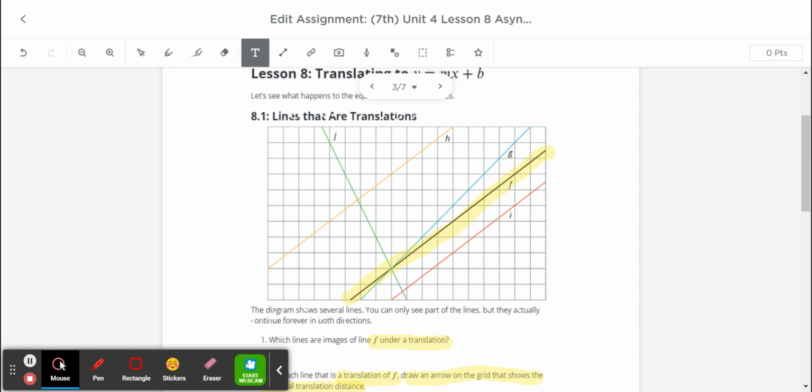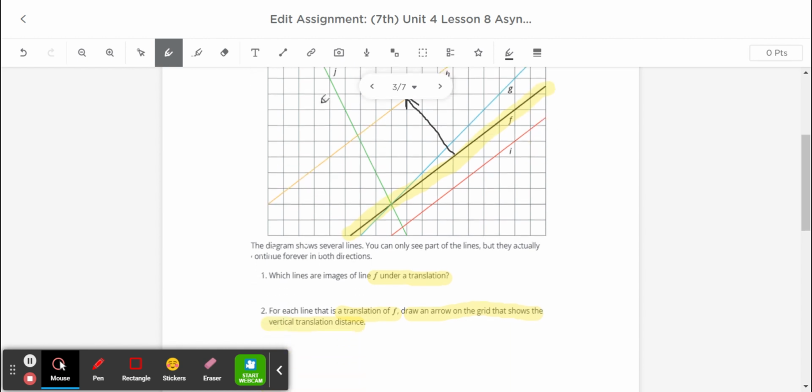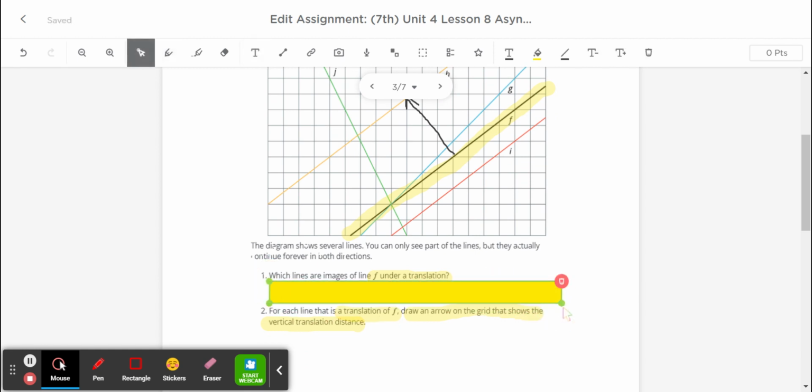Okay, so you should have tried 8.1 on your own. If you haven't yet, just pause the video. We can see that there are two images of line F that are translations. The first is going to be H, because we can see that if we slid F in the direction of this arrow, we would end up with line H. Notice that all that needed to happen to move F to H was a slide. There's no twisting, turning, reflecting, or any of the other actions that we need for different rigid transformations or for a dilation.